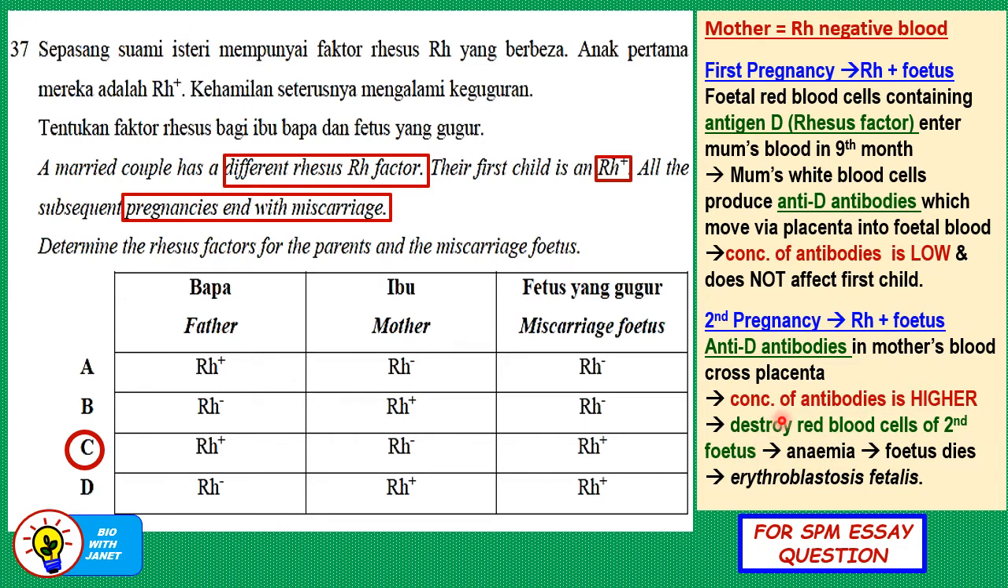Then this time, because the concentration of antibodies is higher, more red blood cells of the second fetus will be destroyed, right? Through agglutination and hemolysis. And this causes anemia in the fetus, and the fetus may die. The condition is known as erythroblastosis fetalis.